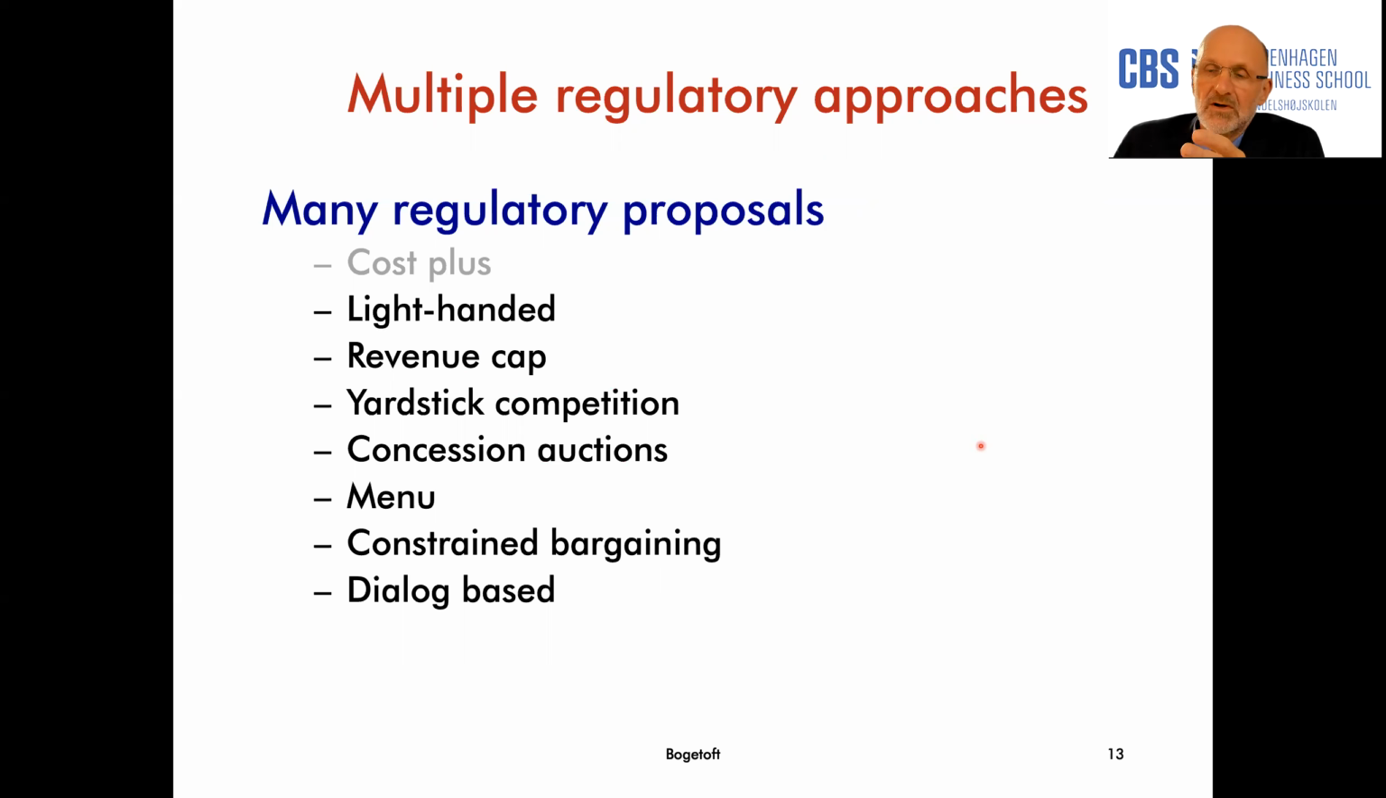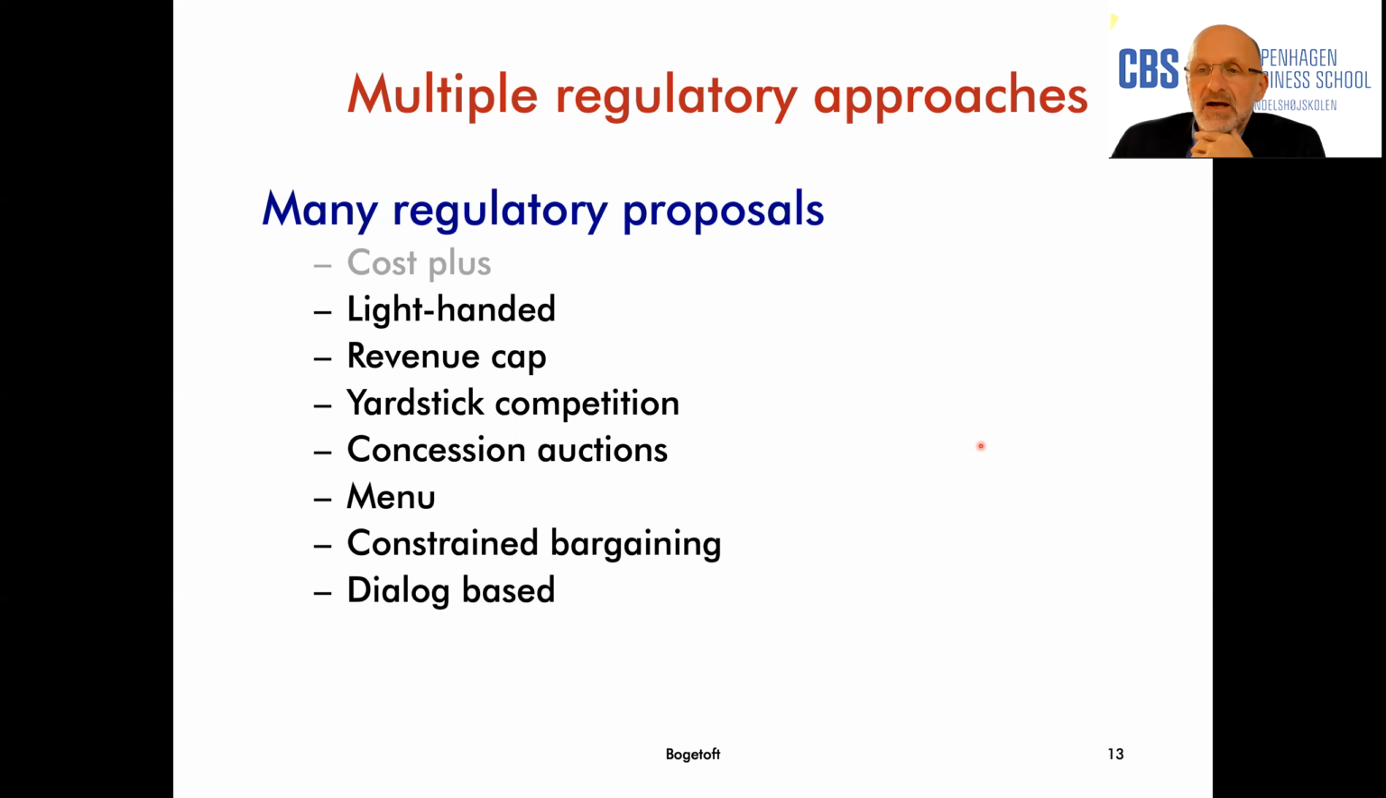The traditional one is cost plus, where the companies just operate and they're allowed to cover their costs. So it's like a zero profit condition, or normal profit condition, they're operating under. But that gives you absolutely no incentives to reduce cost, because any extra cost you have can just be reimbursed.